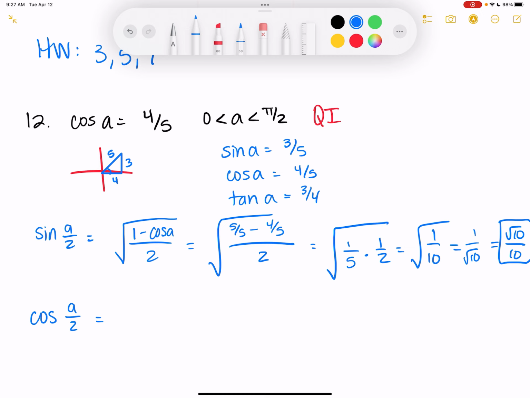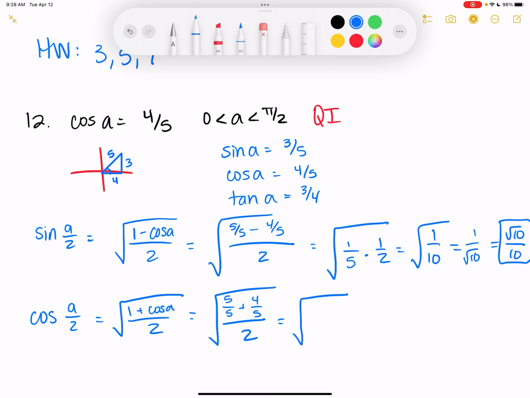All right, cosine of A over 2. What's the formula for that? 1 plus cosine A, over 2, under the radical. Make sure you get the right one. So same thing, I'm going to replace the 1 with 5 over 5 just to go ahead and get that common denominator. So 5 over 5 plus 4 over 5 all over 2. So then that's going to be 9 over 5, and I'm dividing by 2, so I can multiply by 1/2.